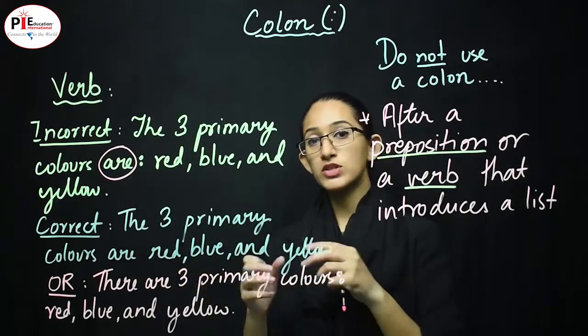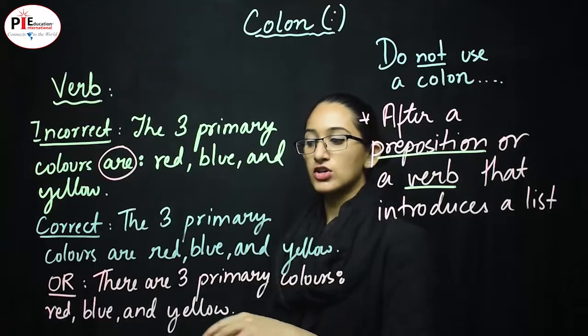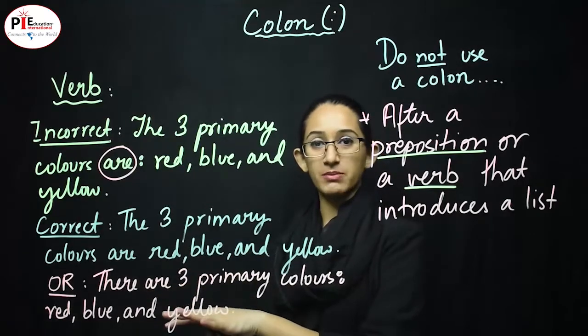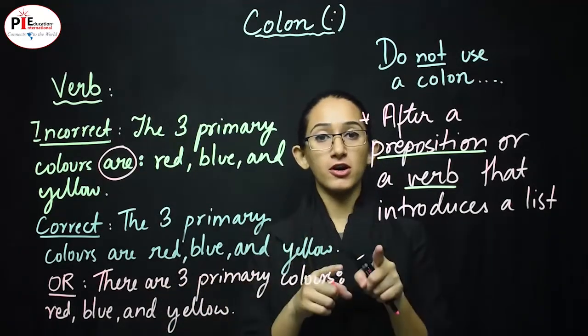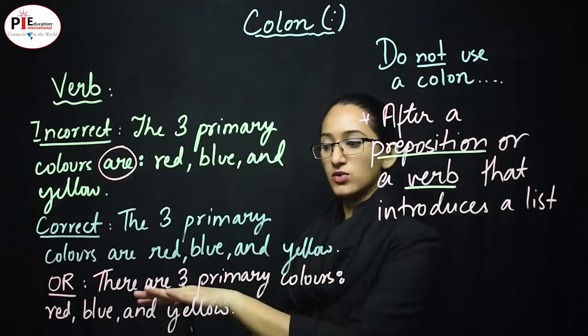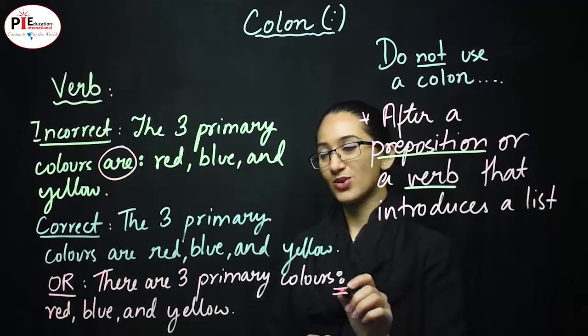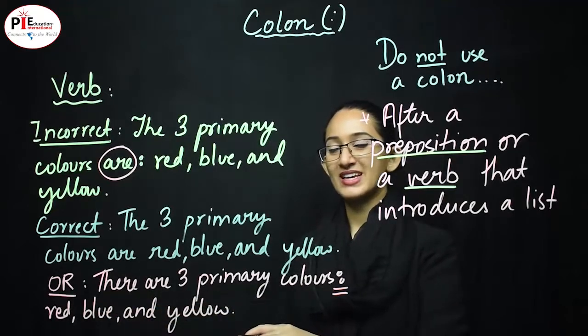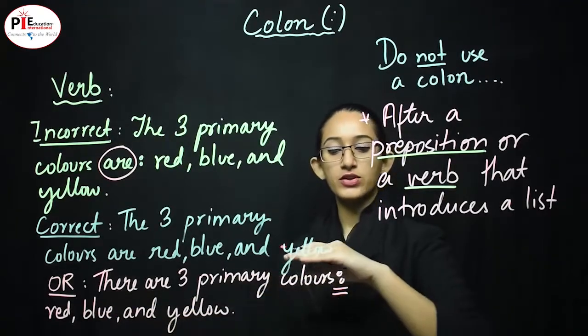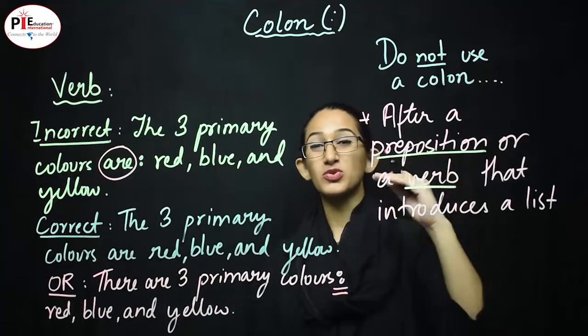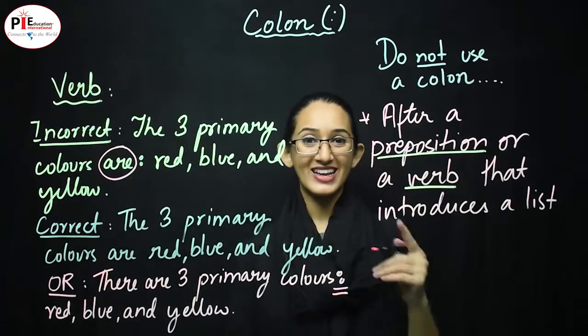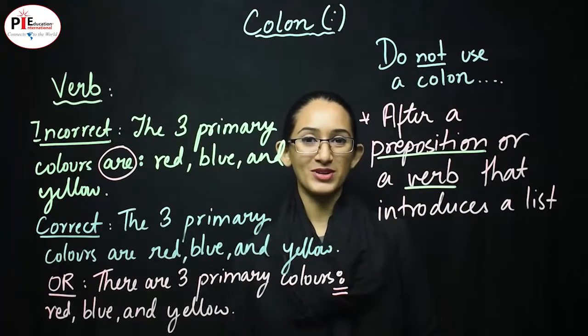There's another way in which you can correct this sentence. You can actually change the wording up a bit so that you remove the verb before the colon. So here we have, there are three primary colors: red, blue, and yellow. Here we have used the colon. So just before a list, when you have a verb or a preposition, you do not place a colon. Let's take a look at another important rule.